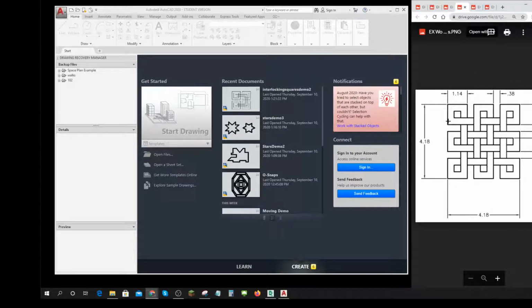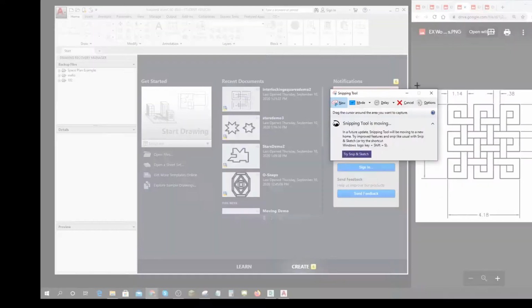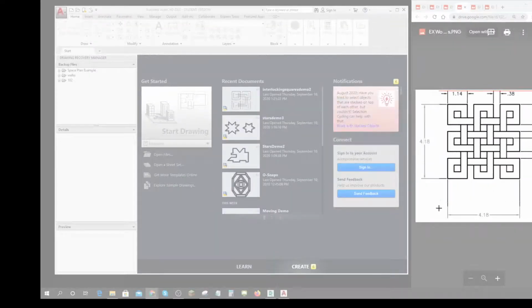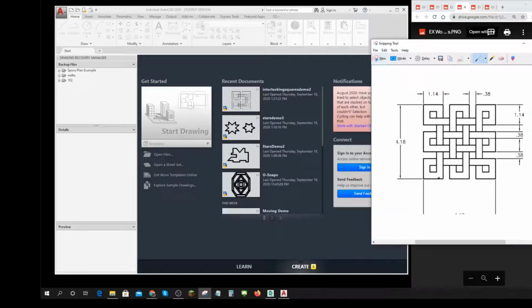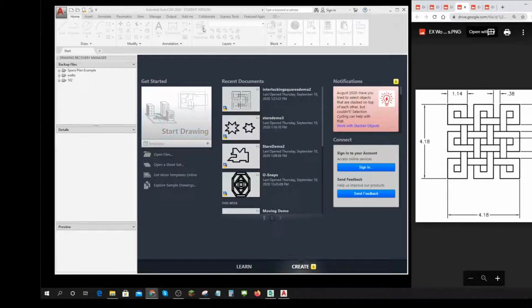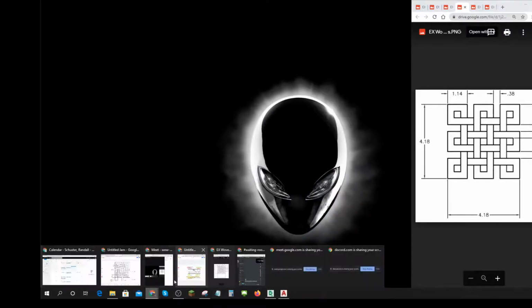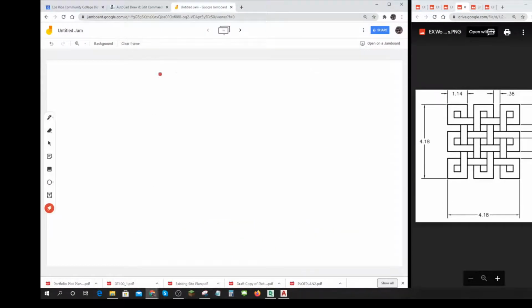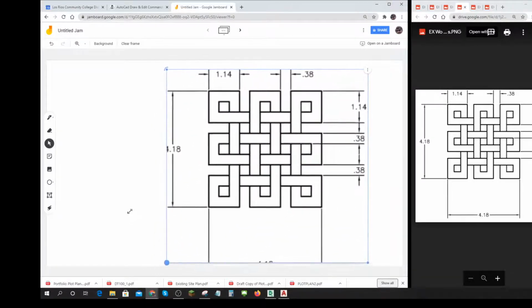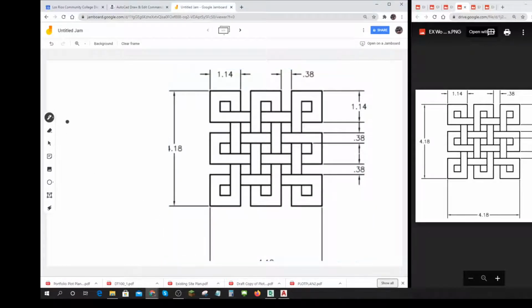Ugh, this one's got a lot more. But it's still possible. So let's take a look at the Jamboard for this one. So I'm going to draw a line 4.18 long.